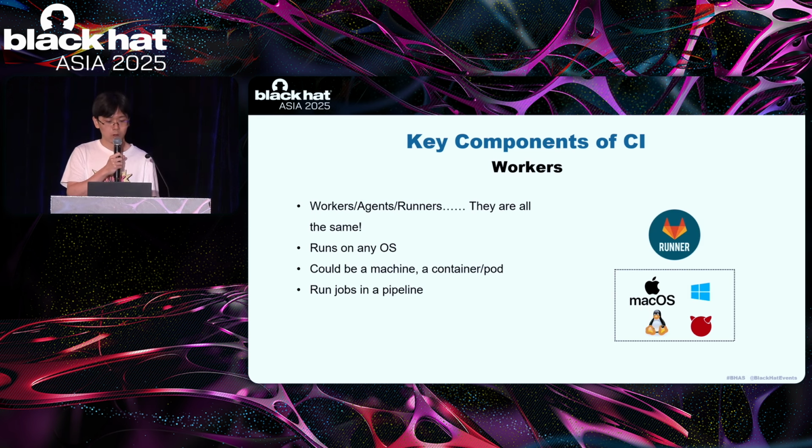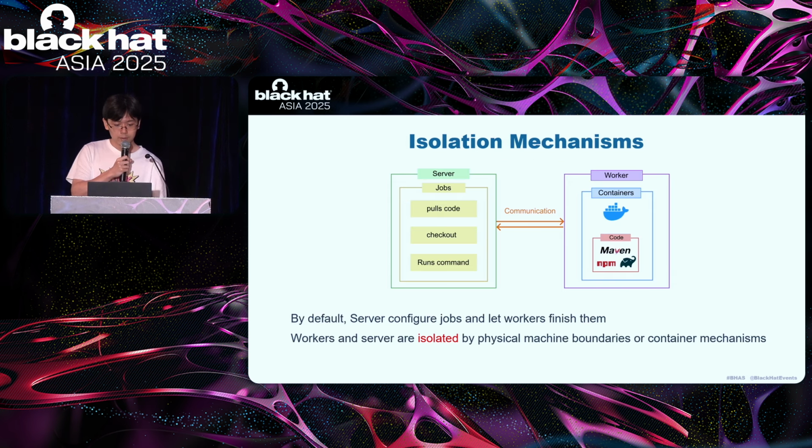And for workers, or you may call them agents or runners, so they are all the same, and they can run on any OS. And their job is to run jobs in the pipeline. And that could be a machine or a container or a pod. So that's for worker. And by default, the server configures jobs and lets workers finish them. So that's how the pipeline works. And workers and servers are usually isolated by physical mechanisms, physical machine boundaries, or container mechanisms.